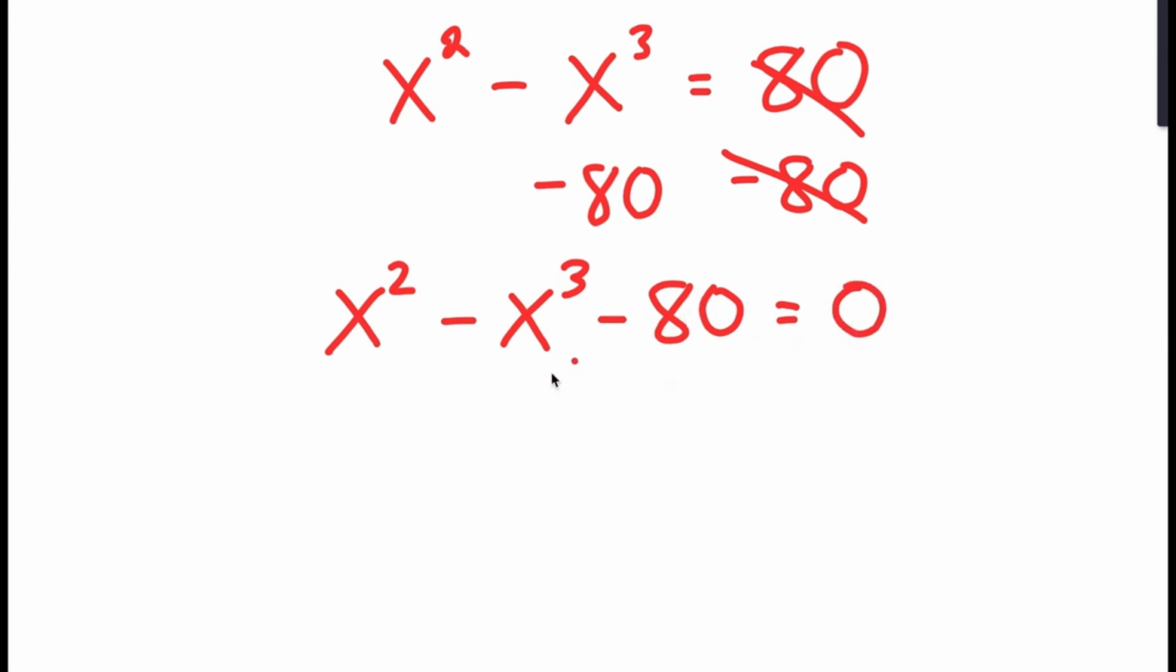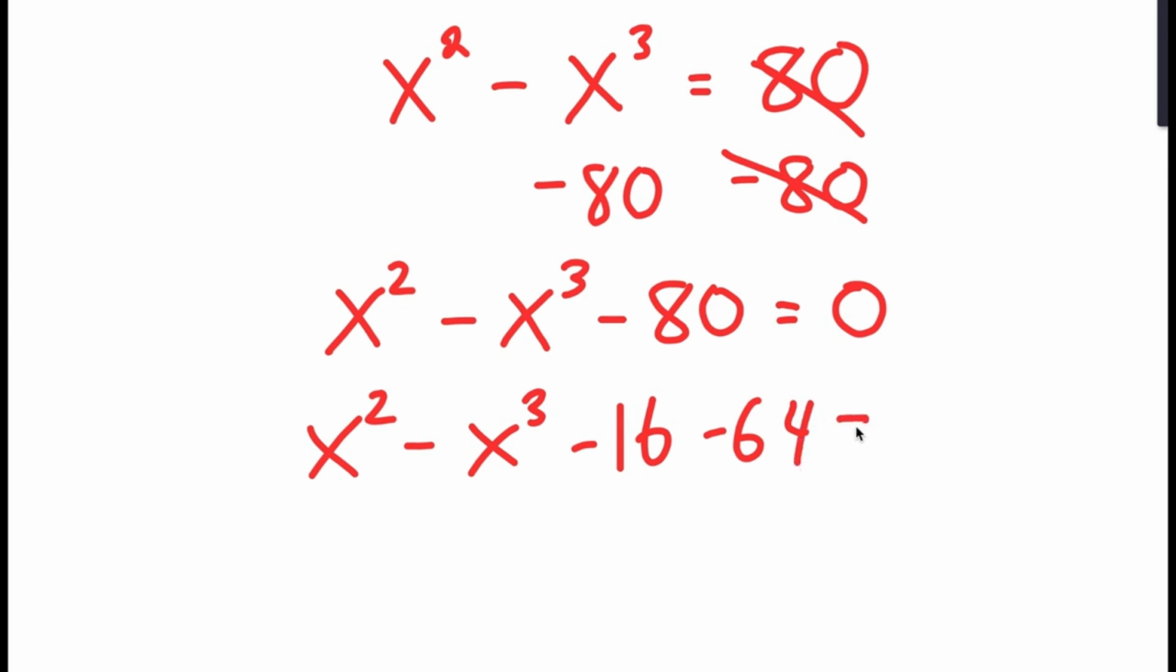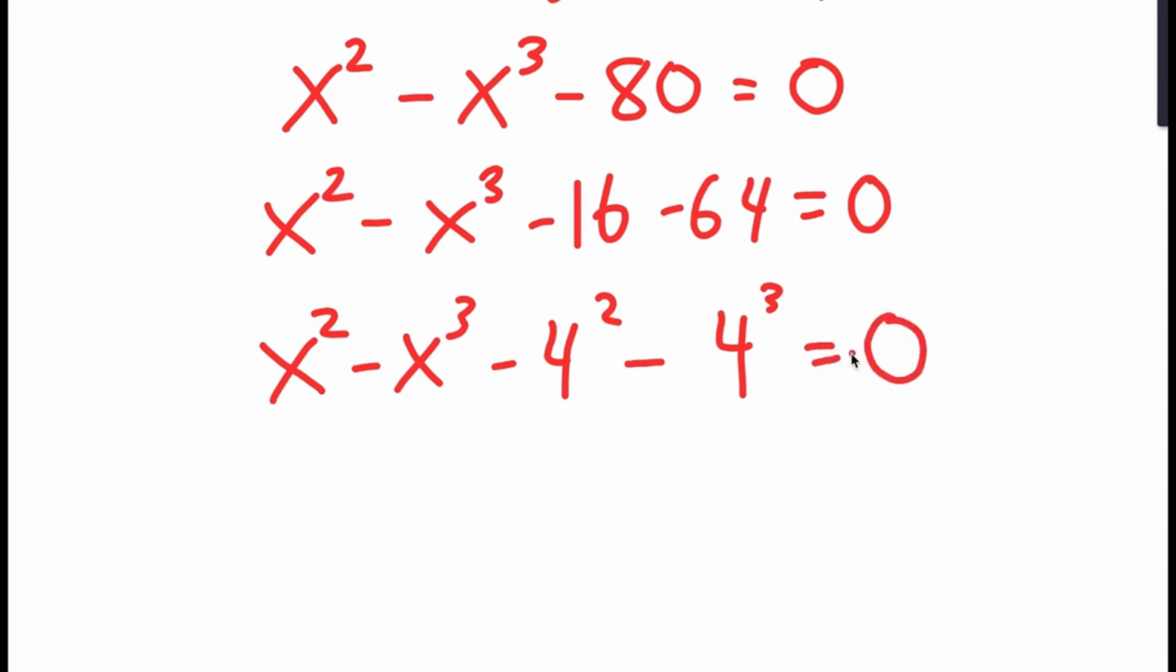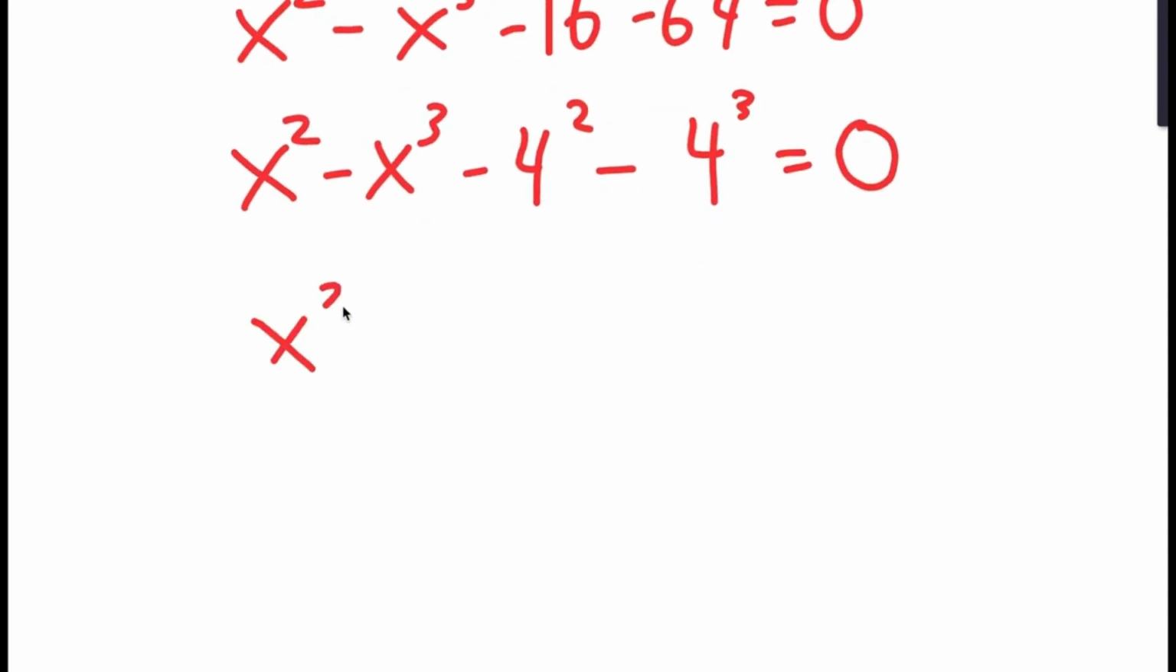Now from here, I'm going to replace 80, negative 80, I should say, with negative 16 minus 64. Now, I'm going to first rewrite negative 16 as negative 4 squared, and negative 64 as negative 4 to the power of 3. And I'm going to group x squared with negative 4 squared, and x to the power of 3 with negative 4 to the power of 3.